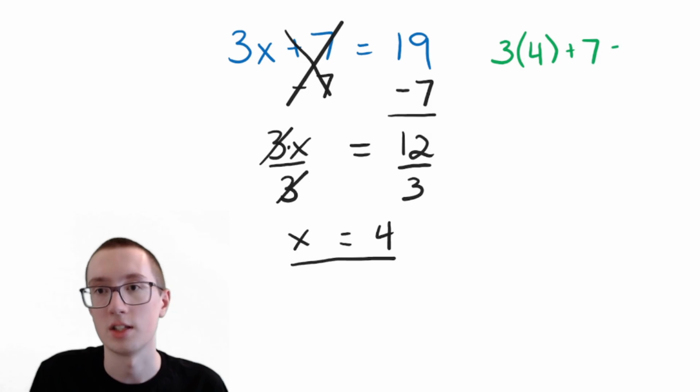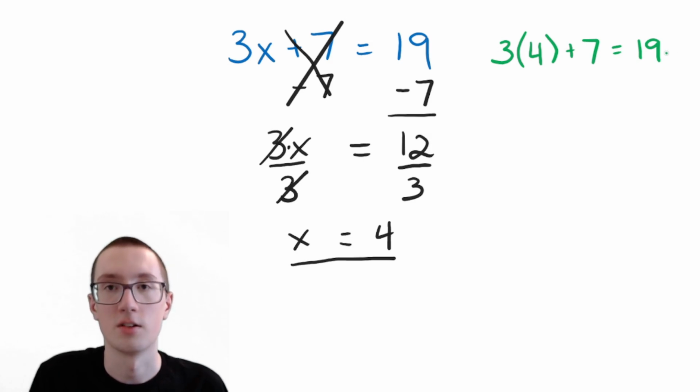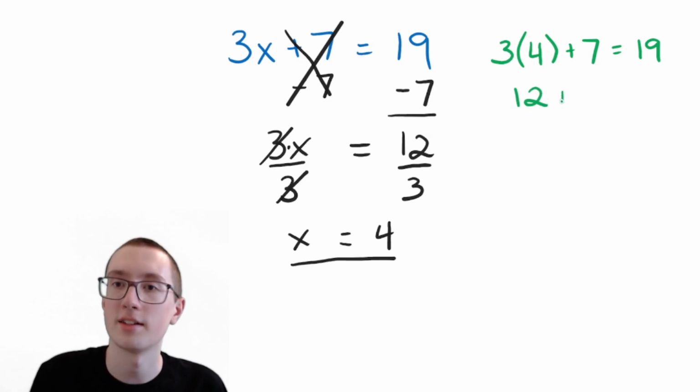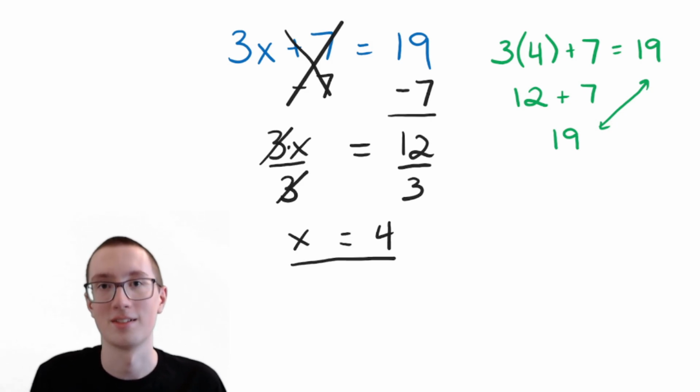3 times 4 plus 7 equals 19. And we're basically going to just do this to see if we get 19. We have to do multiplication first because, PEMDAS. So 3 times 4 is 12. And then we're going to add 7. And 12 plus 7 is 19. And yep, that matches up with the 19 over here. So that means we did the problem correctly.